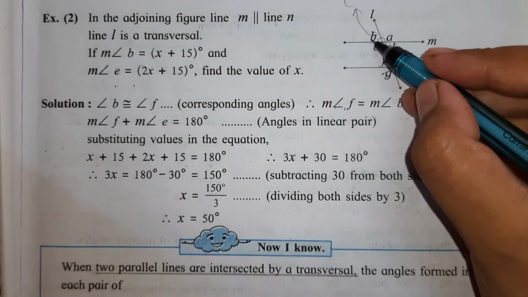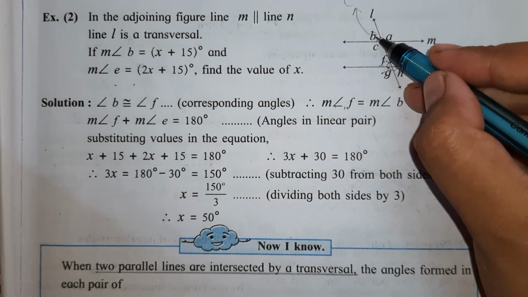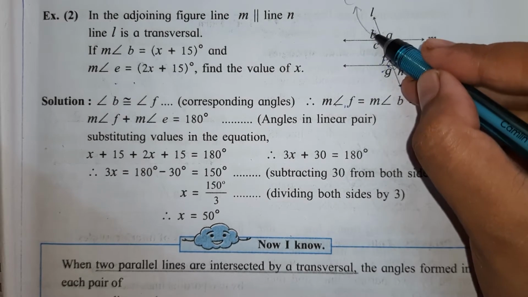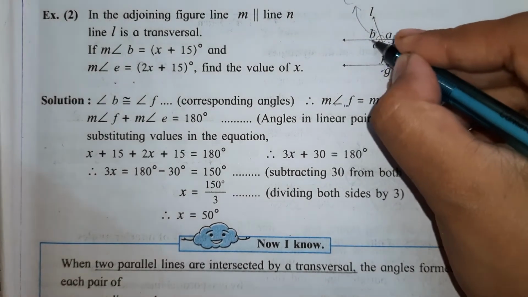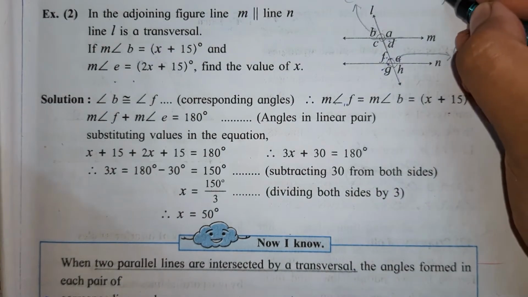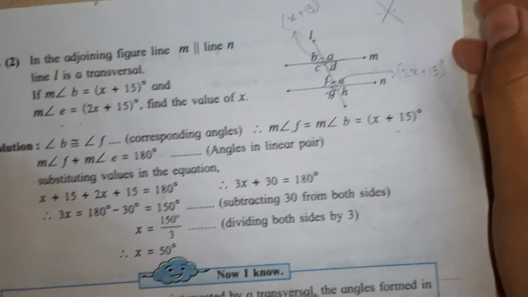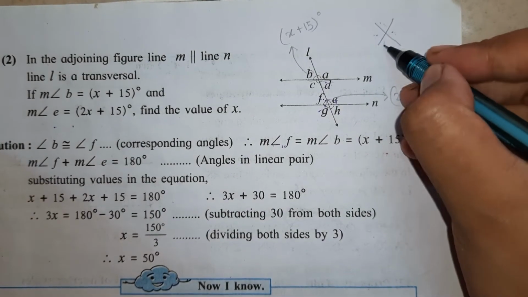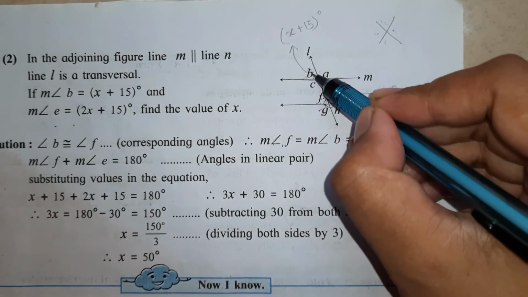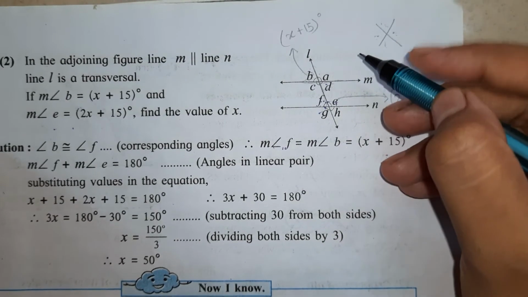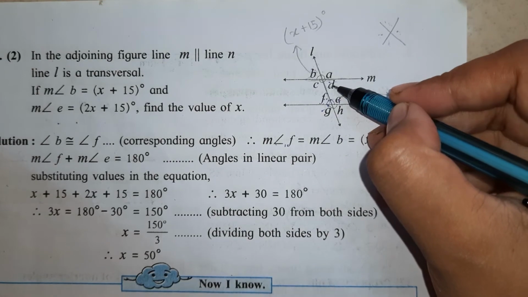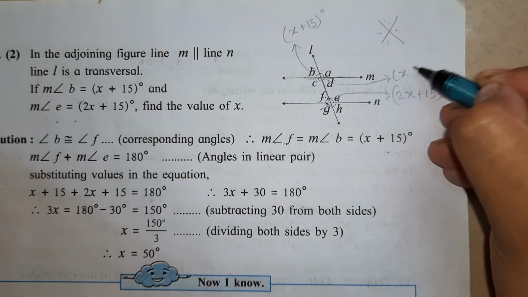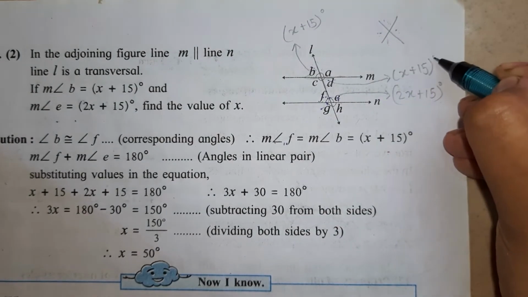Now see here, B and D, they are equal. Why? Because they are vertically opposite. See here, X shape is formed, and in X shape, these two are called vertically opposite angles, and these two are called vertically opposite angles. So B and D are vertically opposite, means they are congruent. So B is x plus 15, so D also x plus 15 degree.